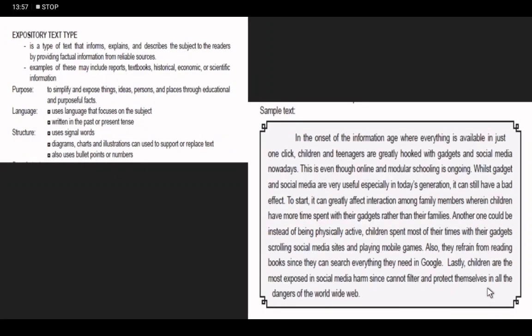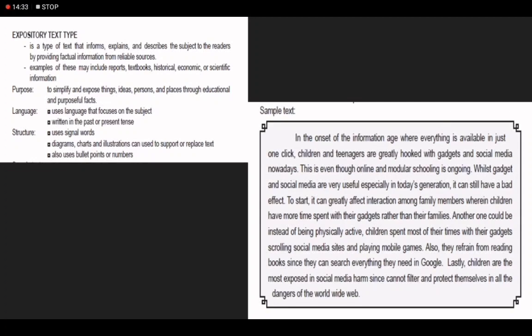Let's proceed to the second type of text, which is what we call expository text type. So from the word itself, it exposes, it explains, it informs, describes the subject of the readers by providing factual information from reliable sources. Examples of this are reports, textbooks, historical, economic, or scientific information. Its purpose is to simplify and expose things, ideas, persons, and places through educational purposeful facts.